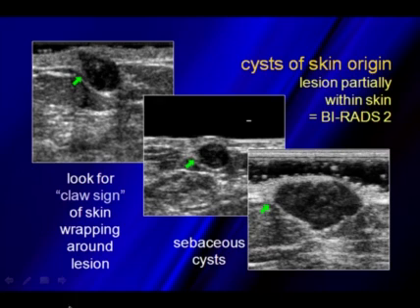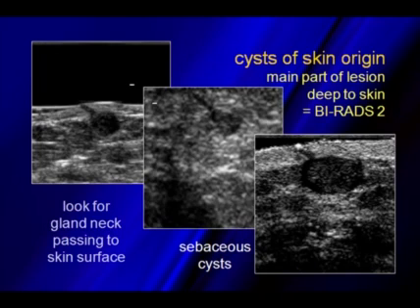What makes it a little tougher is when you have lesions that are partway within the skin and partway within the subcutaneous fat. What we look for to make that diagnosis is the claw sign. If something is arising from a certain structure, where it grabs onto it is what we call the claw sign. Where the green arrow is, you can see the attachment where this originates from the skin, and these we will classify as a BI-RADS 2.